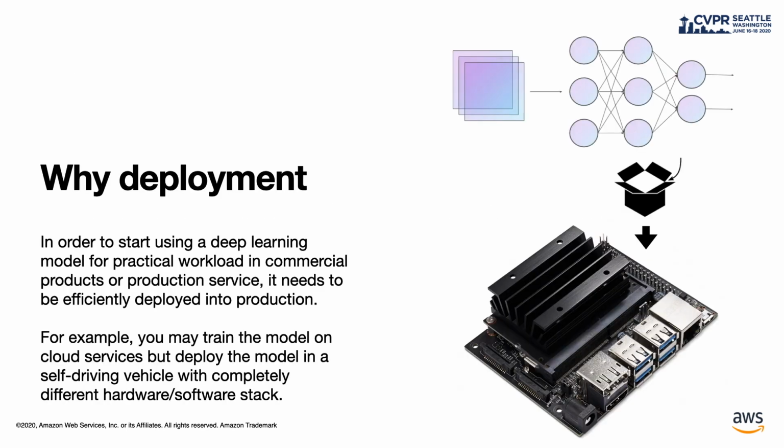To explain why deployment is important, we need to first clarify the idea of deployment for deep learning models. In order to start using a deep learning model for practical workload in commercial products or production services, it needs to be efficiently deployed into production. For example, you may train the model on cloud services, but deploy the model in a self-driving vehicle with a completely different hardware and software stack. With such constraints, a model needs specialization, optimization, and conversion in order to run efficiently on different accelerators.